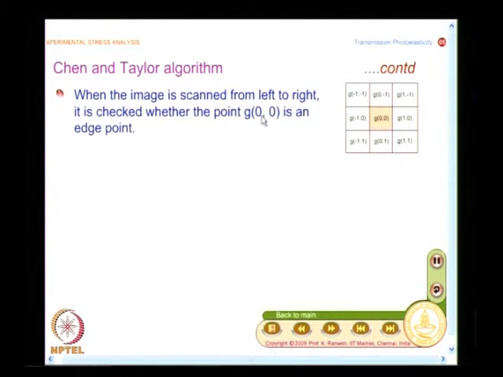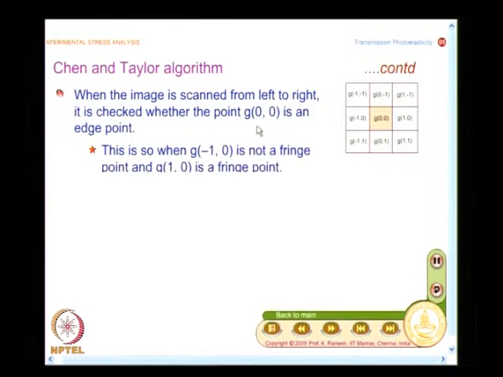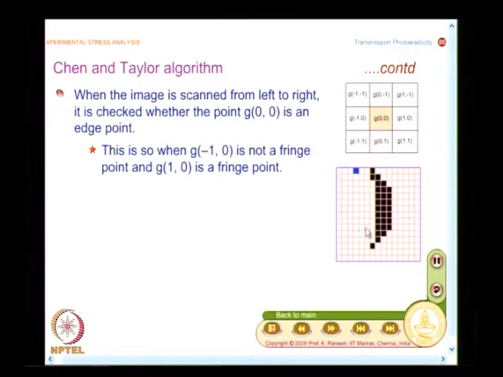So, we are scanning the image from left to right, we want to find out whether z0,0 is to be eliminated. And in the first step, it has retained this pixel, and now the blue pixel is in this region. Now, we will have to look at a 3 by 3 mask around it and investigate whether this pixel can be retained or eliminated.